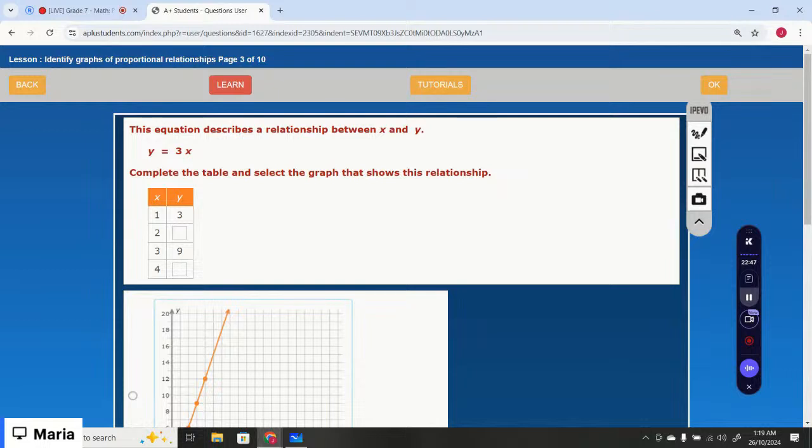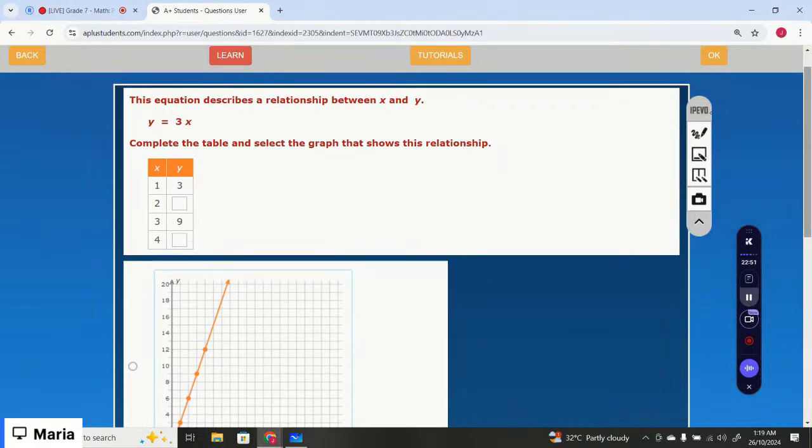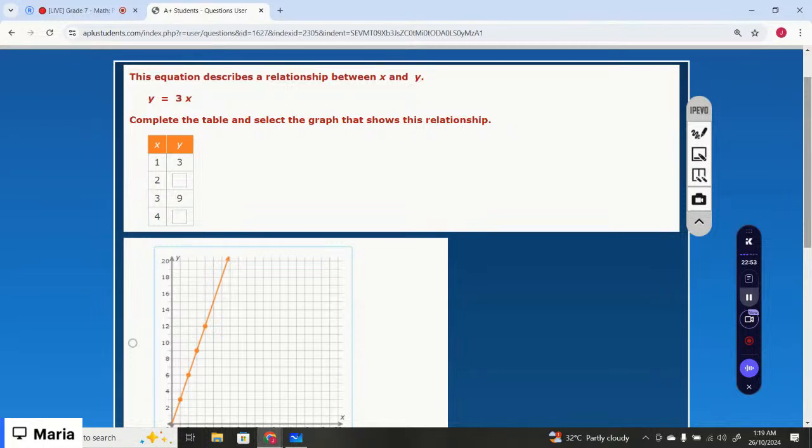This equation shows y equals 3x. Describe the relationship between x and y. Y equals 3x. Complete the table and select the graph that shows this relationship. So which is the correct option? That is y equals 3x.